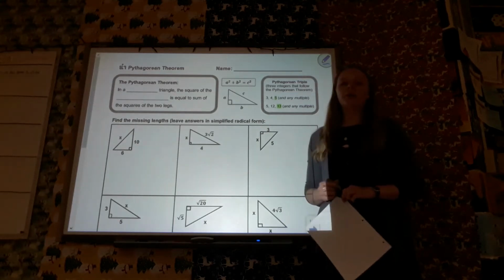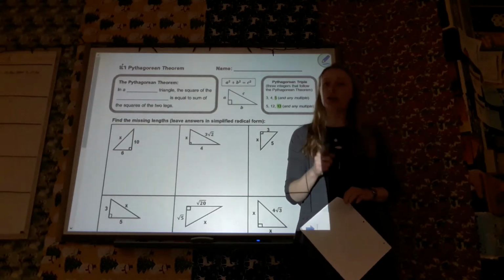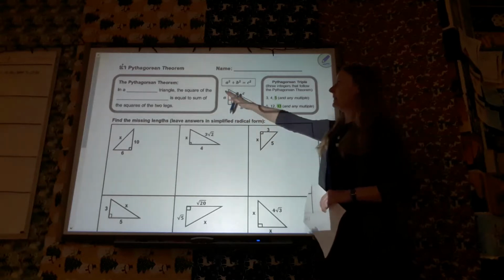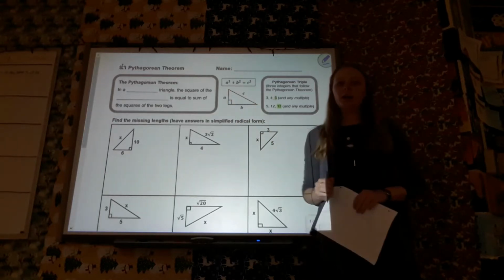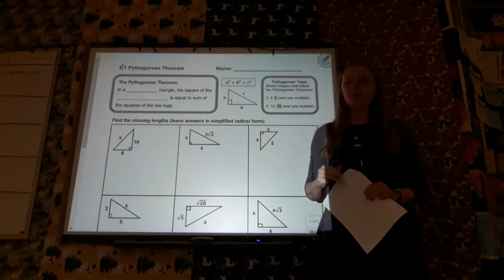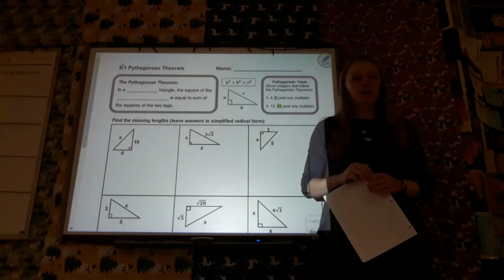Today we're going to be talking about the Pythagorean theorem. I'm pretty sure you guys have probably seen this before, the a squared plus b squared equals c squared idea. You just may not be familiar with its name. So this is called the Pythagorean theorem.